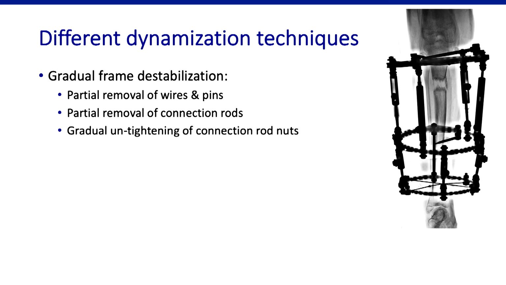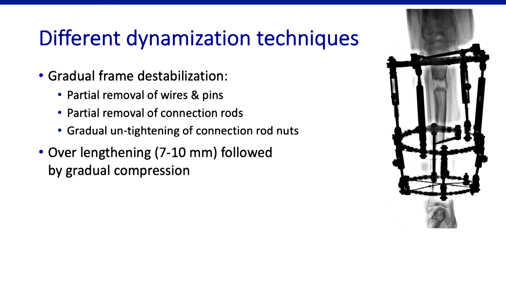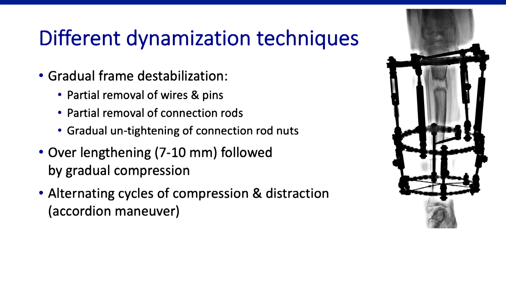You can do partial frame removal of pins and wires. Yeah, it's dynamizing the frame, but it requires either a trip to the OR or some unpleasant procedures for the patient. You can partially remove the connecting rods, or you can untighten the nuts. You can do some different over-lengthening technique, when you lengthen a little bit more and then you compress back, or do the accordion maneuvers going back and forth.